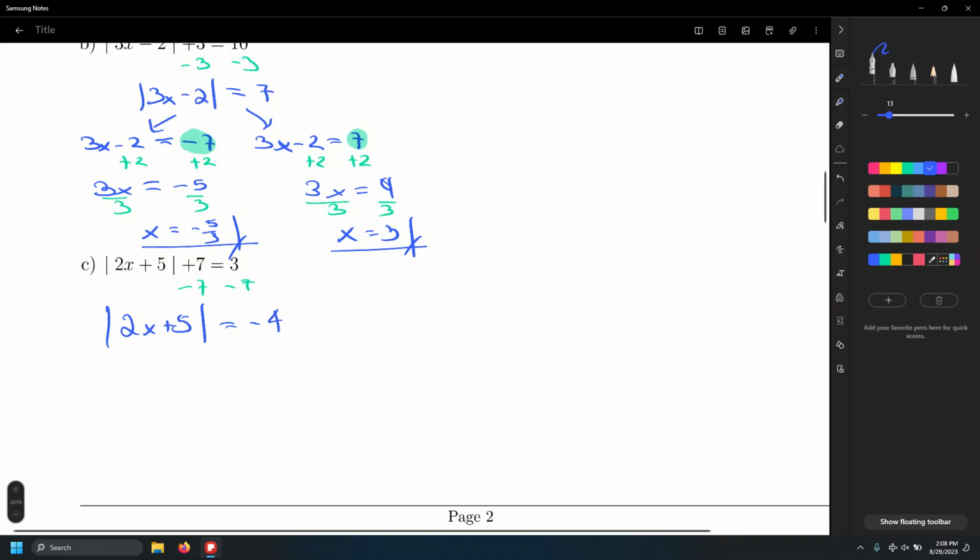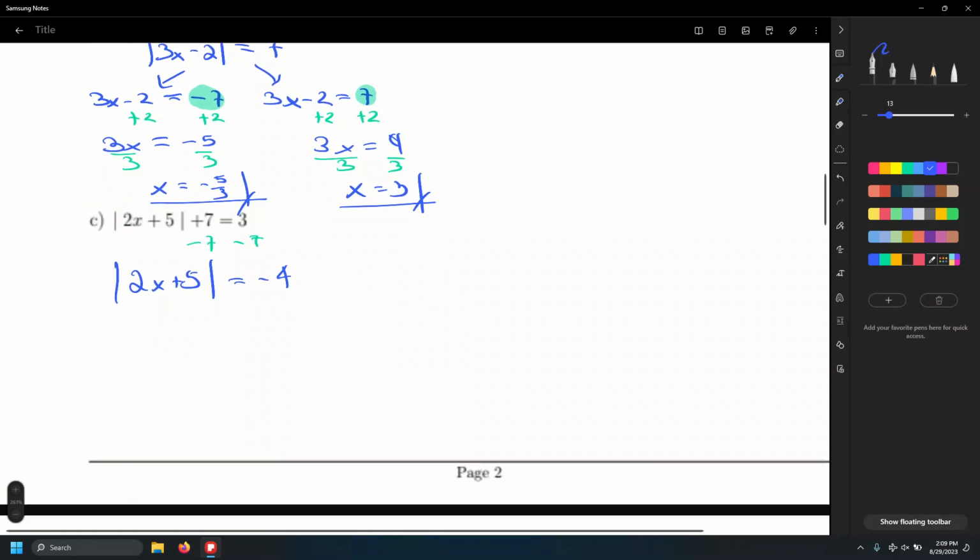No. So again, we can move 3 units to the right or 3 units to the left, but the fact that we move 3 units to the left doesn't mean we're moving negative 3 units. So in this case, no solution.